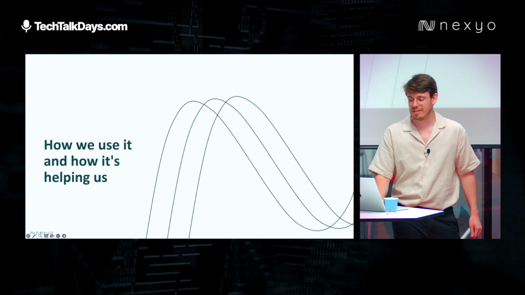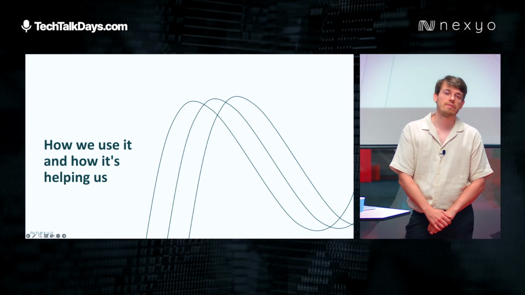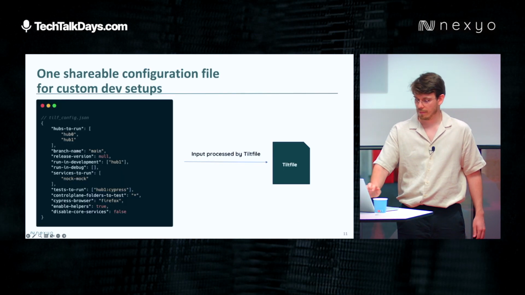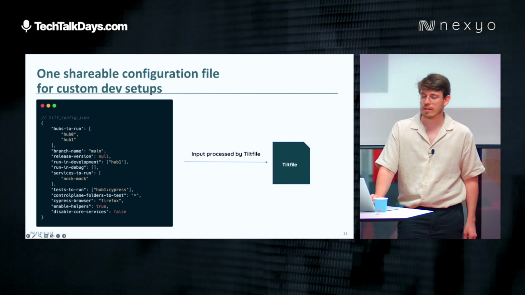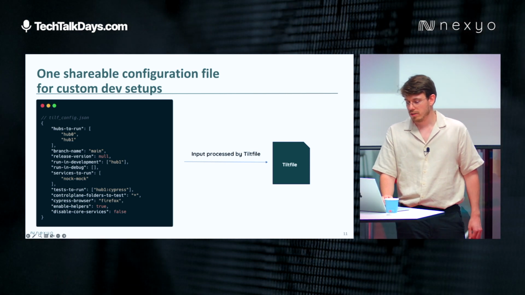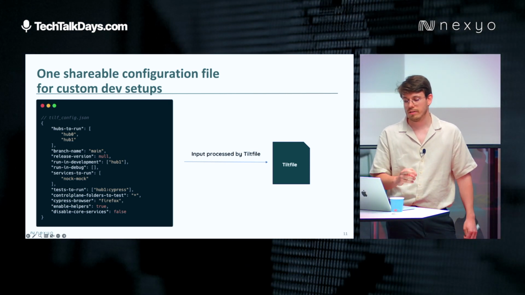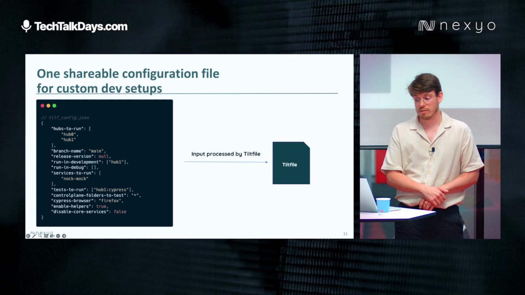So how do we use it at nexyo and which advantages does it give us? With Tilt, we now have one shareable config file for custom dev setups. We did that by setting up our Tilt file to read in a configuration and conditionally start specific resources only when the config says so.